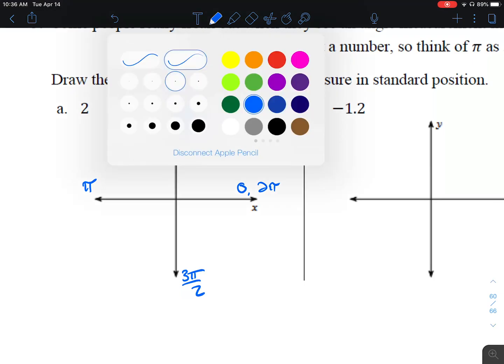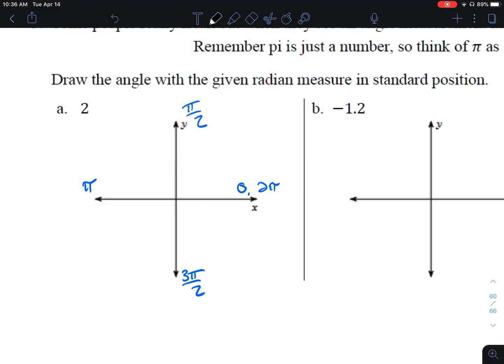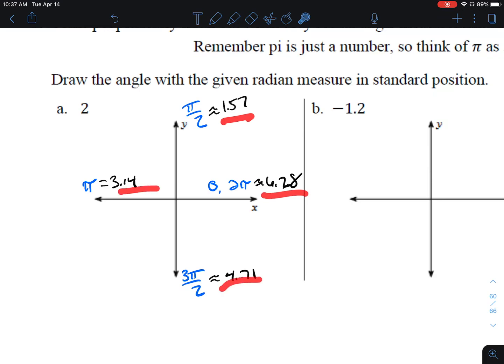If we then take a calculator and we calculate what these things are, pi over 2 is about 1.57. Pi is about 3.14. 3 pi over 2 is about 4.71. And 2 pi is about 6.28. Now, if you write it in decimal form, this is super easy. 2 falls between 1.57 and 3.14. So that means that 2 is over here, 2 radians.